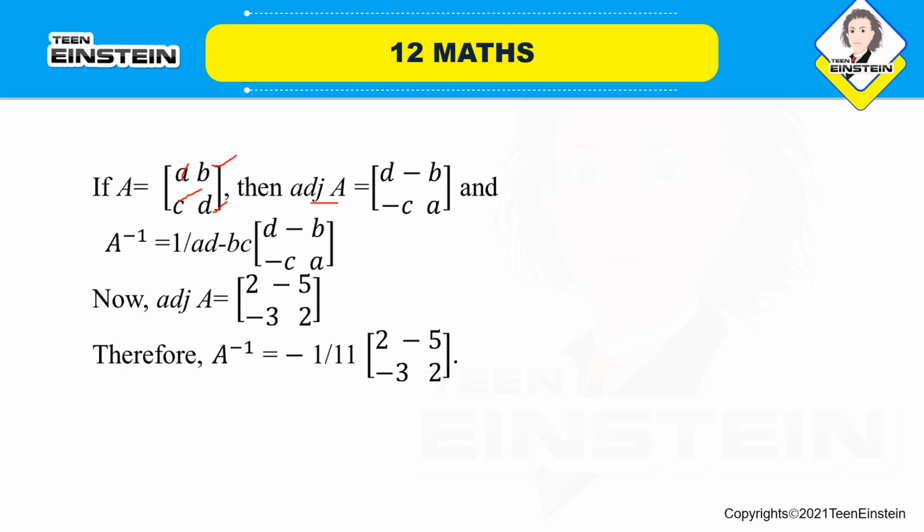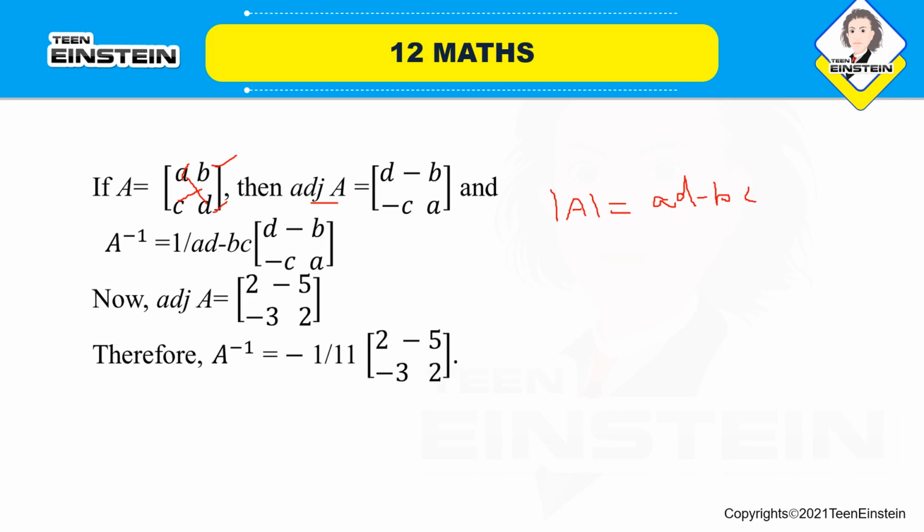And what is A inverse? A inverse is 1 by determinant A. So what is determinant A in this case? Determinant A is equal to, in the downward arrow, you will be getting ad, minus, in the upward arrow, bc. So ad minus bc. Obviously this is not equal to 0 because a, b, c, d are all non-zero. So A inverse is 1 by (ad minus bc) into adjoint A, where adjoint A is d, minus b, minus c, a.